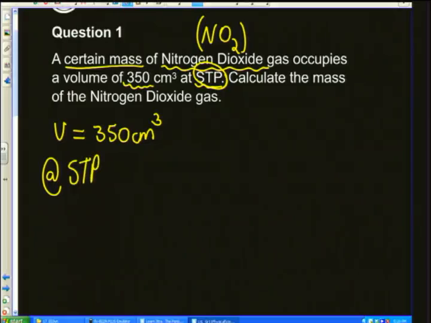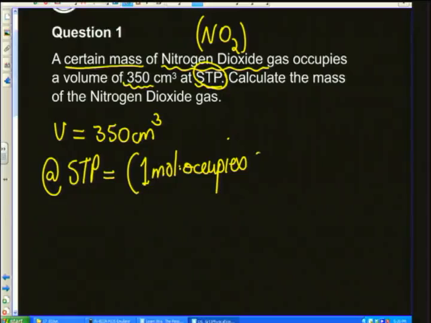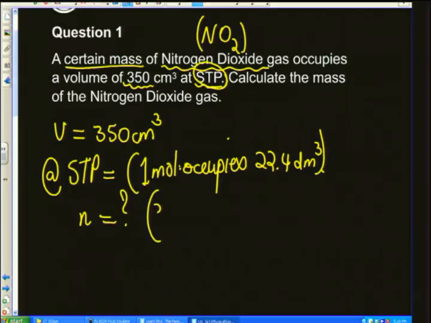Okay, now if it is at STP, what do we know? What we know is that 1 mole of this gas will occupy 22.4 cubic decimeters of volume. So the question is, how many moles of this gas will be occupying this volume here of 350 cubic centimeters?